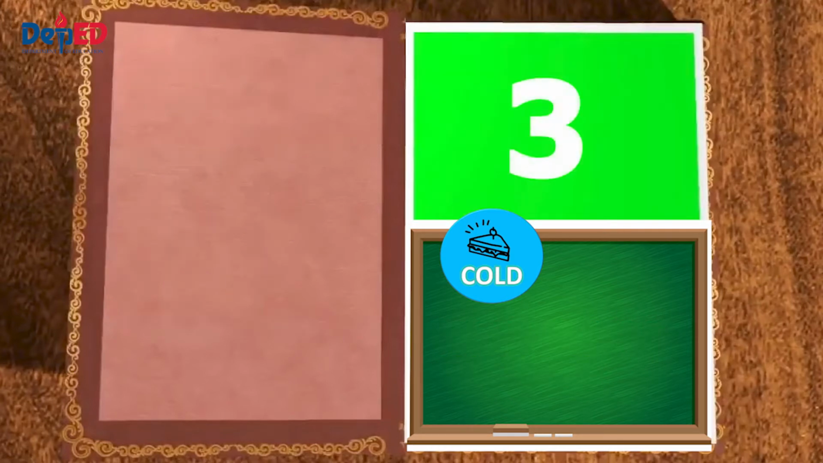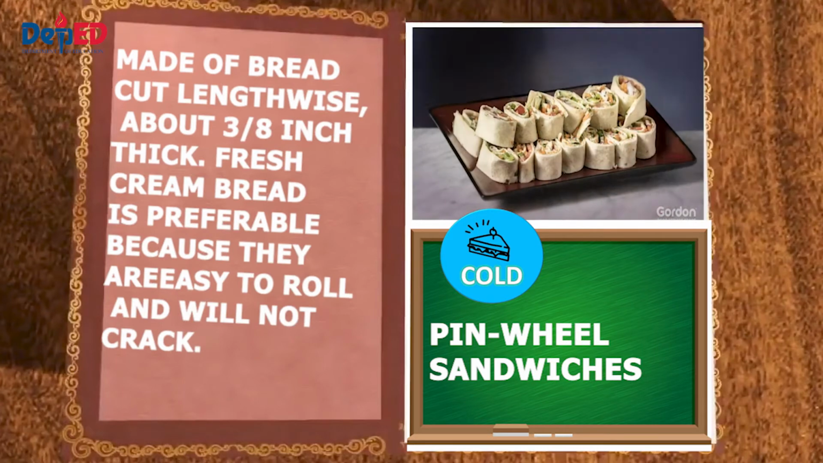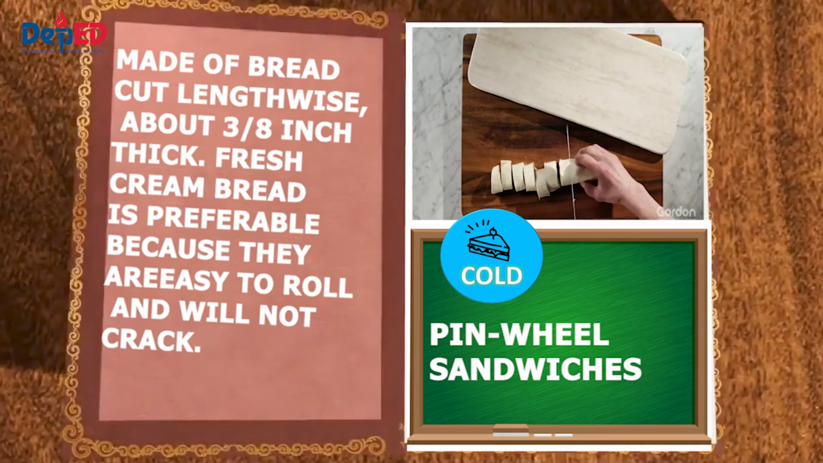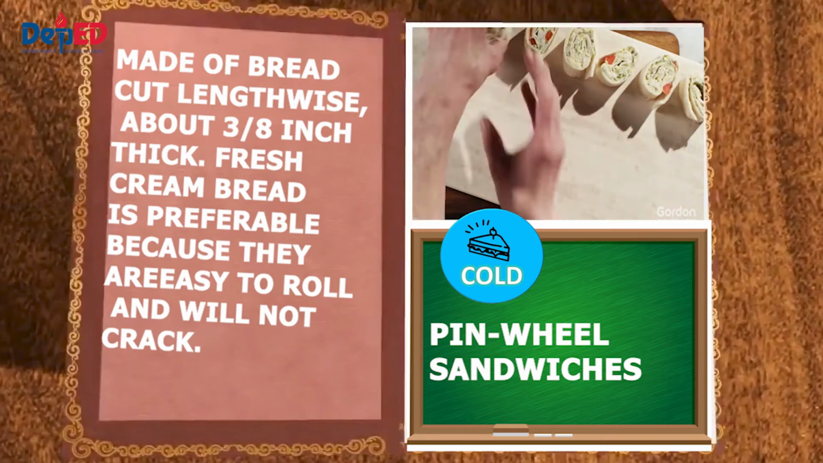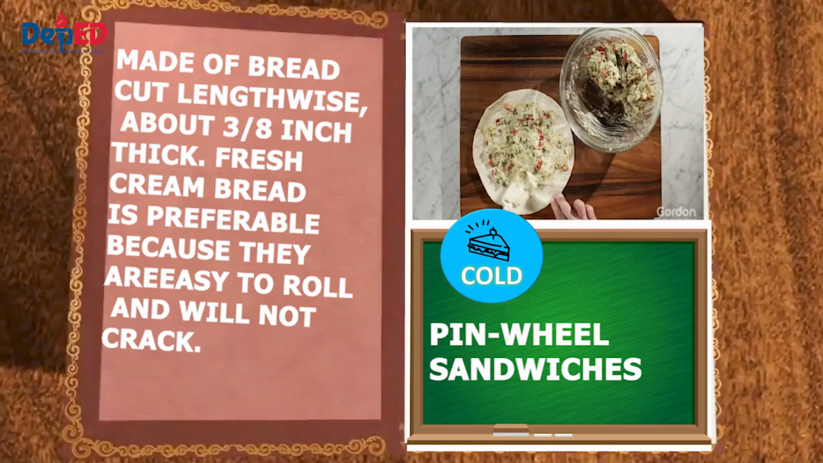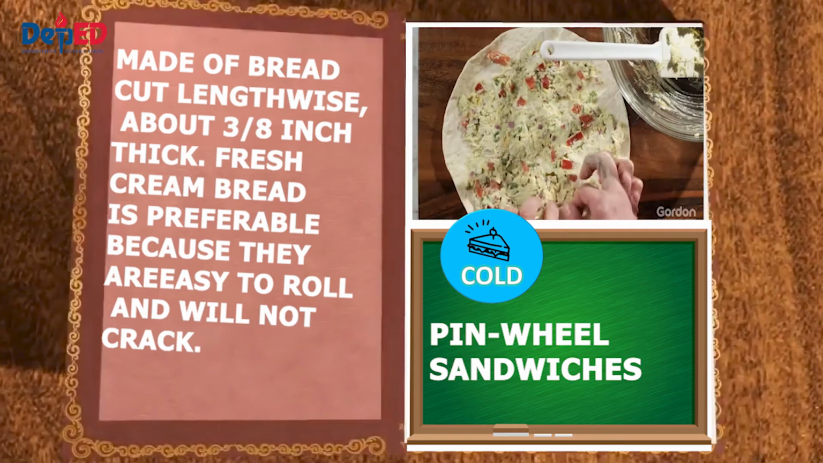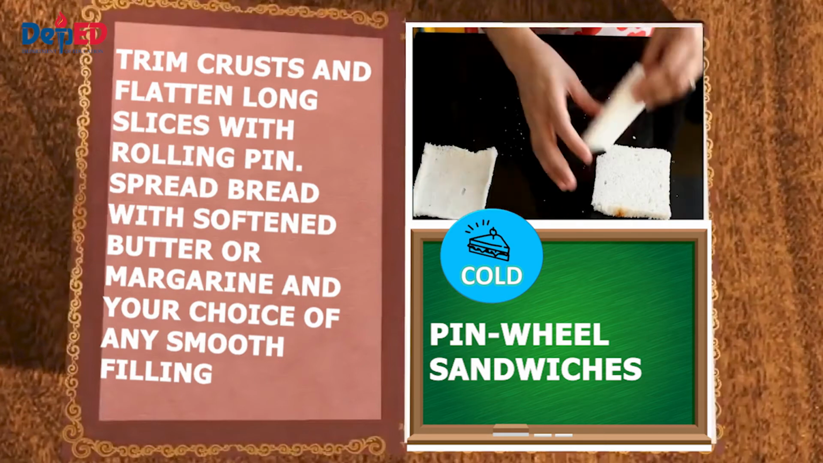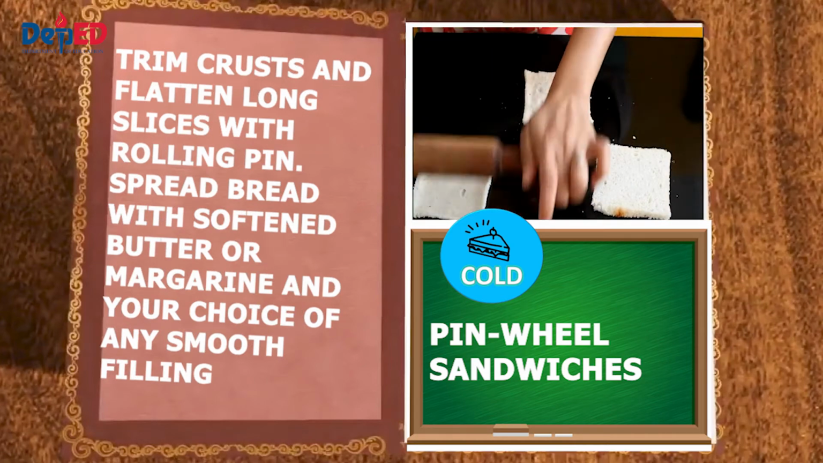Another is the pinwheel sandwiches. Pinwheels are made of bread cut lengthwise about 3/8 inch thick. Fresh cream bread is preferable because they are easy to roll and will not crack. Trim crust and flatten long slices with rolling pin.